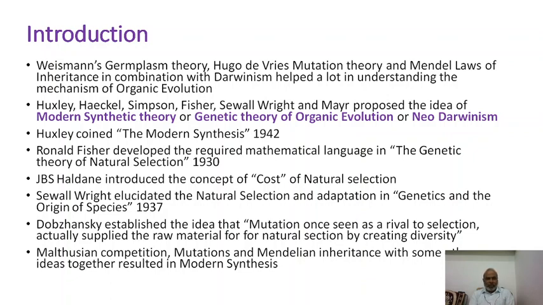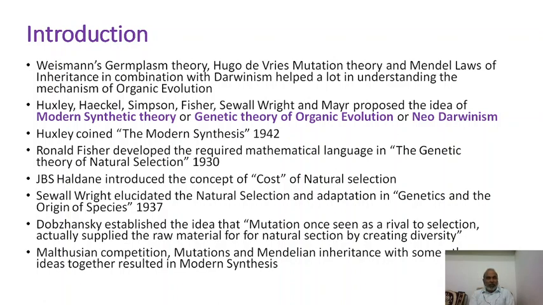Theodosius Dobzhansky established a very important idea: that mutations were once seen as a rival of selection. In Darwinism, Darwin simply discarded the sports of nature. Sports of nature are actually mutations. Darwin thought that they have no importance in evolution at all, so they were considered a rival to selection, because nature will not select such a big variation.